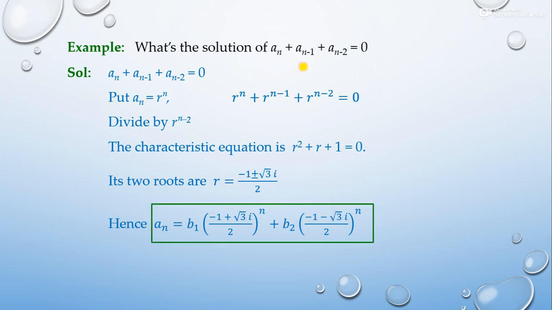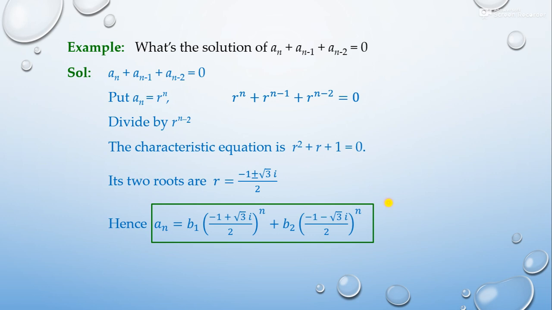Clear? If we have imaginary roots, this is how we write our solution. And for others, suppose we have a cubic equation and one root is different, we can write b3 times r2, or any other root, raised to the power n.